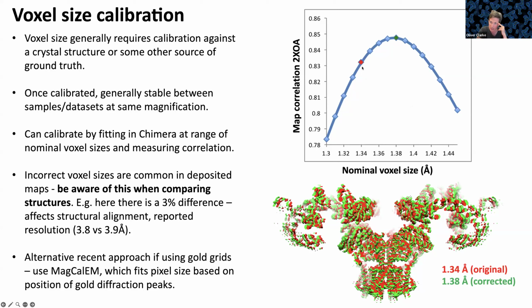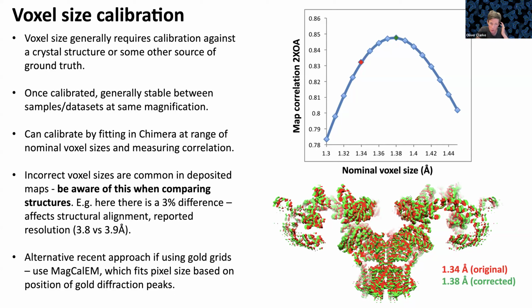What you can see is that the original one is not at the maximum. The maximum is over at 1.38. So it's a couple of percent off, right? And that's the kind of difference it can make. So it's definitely something you want to correct for. It's also something you want to think about when you're analyzing published structures. If you're comparing structures to your own new structure, you want to maybe check that, right? Check whether it seems like it was calibrated well.